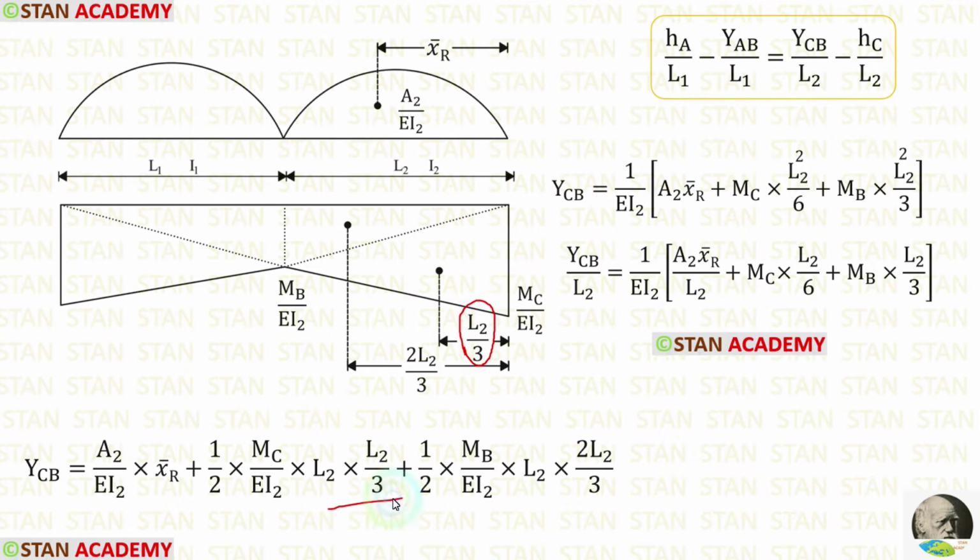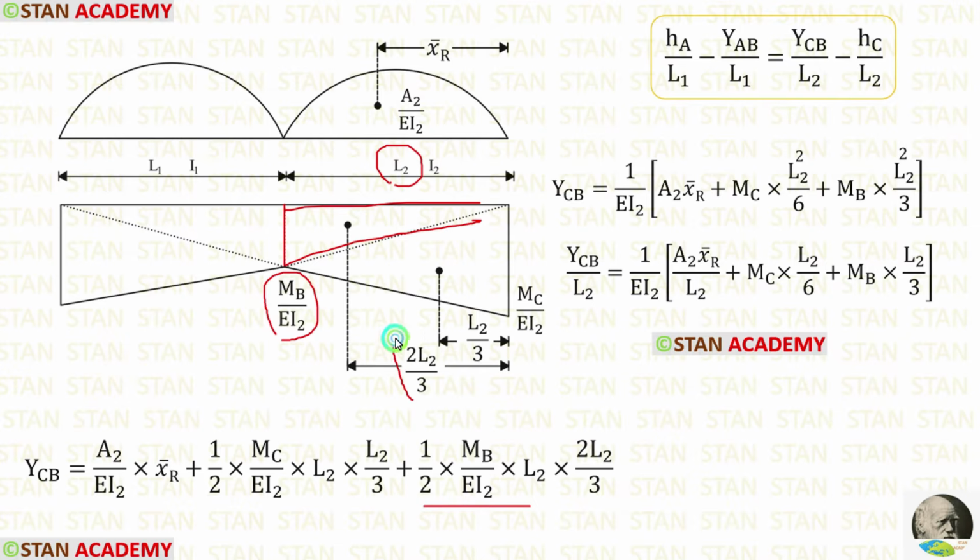We can apply that. For this triangle, the height is MB by EI2. The breadth is L2. For the area, we are getting this. The centroid towards the right is 2L2 by 3. We can apply that. When we multiply 2 with 3, we will get a 6. We can eliminate this 2 and this 2. Finally, we will have 3. L2 into L2, we will get L2 square. Here also L2 into L2, we will get L2 square.